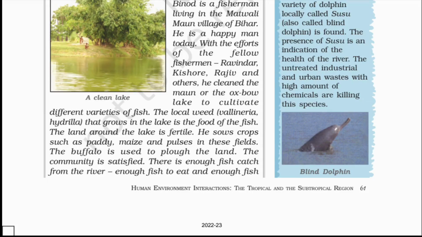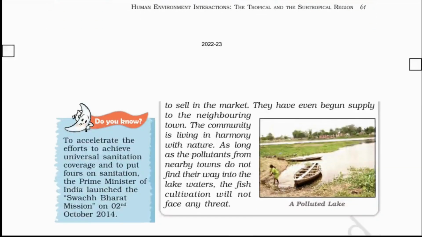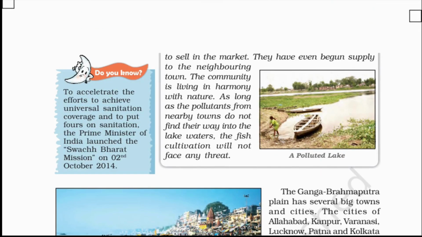The community is satisfied. There is enough fish catch from the river, enough fish to eat, enough fish to sell in the market. They have even begun supply to the neighboring town. The community is living in harmony with nature. As long as the pollutants from nearby towns do not find their way into the lake waters, the fish cultivation will not face any threat, because the urban waste and the industrial chemicals kill the fishes and the aquatic animals.